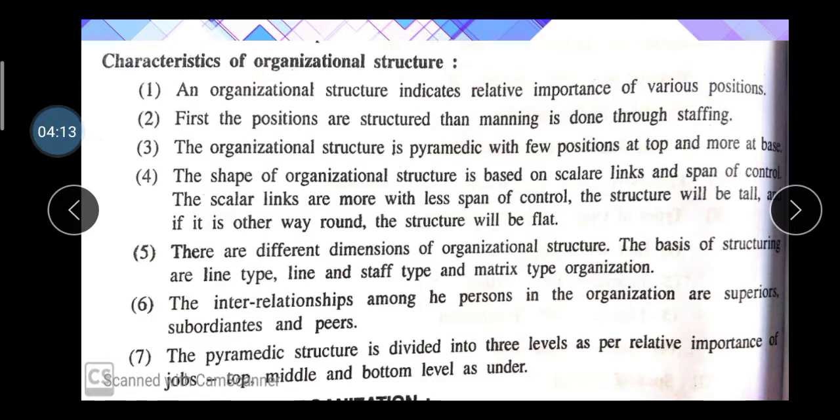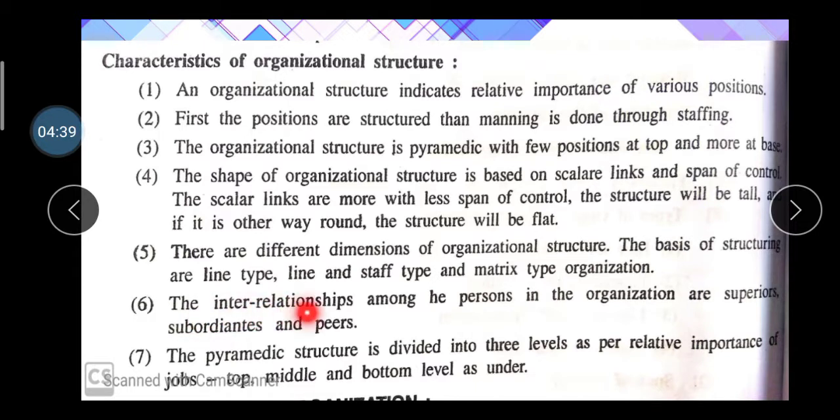Okay, there are different dimensions of the organizational structure. On the basis of structuring, there are the line type, line and staff type, and matrix type organization. You should learn this line type, line and staff, and matrix type organizational structure in detail in the next slides, and you have to draw the diagrams regarding these and write in detail regarding these structures.